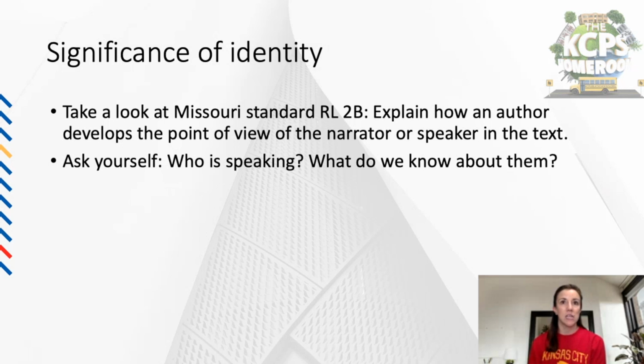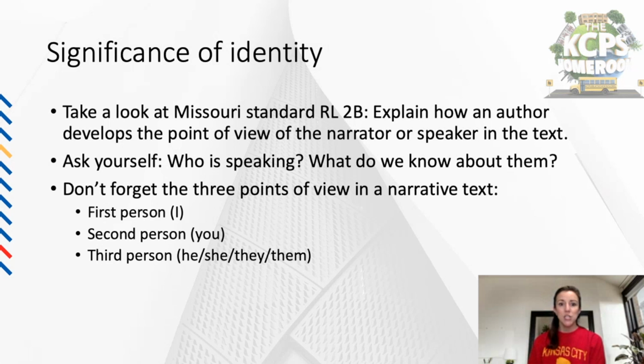I want you to be asking yourself as you read any narrative, who is speaking and what do we know about them? Something that can be difficult for students to understand is that there is a character or 2 or 5 who will be literally speaking throughout the story, but there's also a speaker who is telling the story. And that's what we're going to differentiate between today. Don't forget, there are 3 major points of view that we look at when reading a narrative text. First person, which is I, second person, which is you, and third person, which is he, she, they, and them.